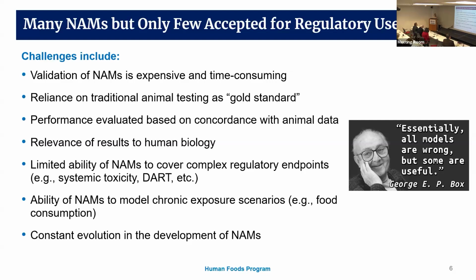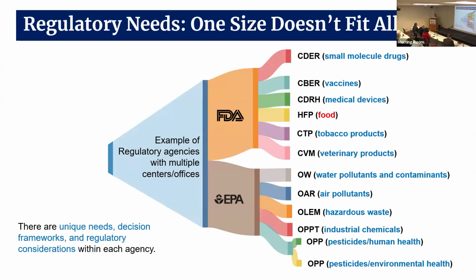Also, another challenge is the ability of NAMs to model chronic exposure scenarios. I think there's a lot of work that needs to be done in that area, and that's relevant here, because we're talking about foods. Food consumption is a chronic exposure scenario, and we have to figure out how we can leverage NAMs to get that level of information. I'm going to skip that last point for the sake of time.